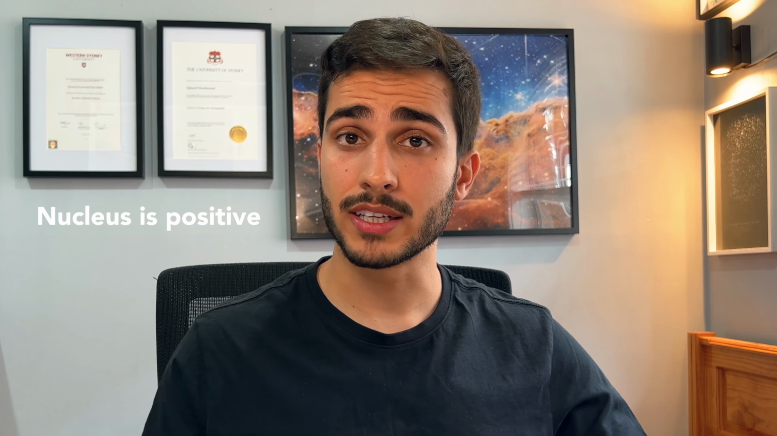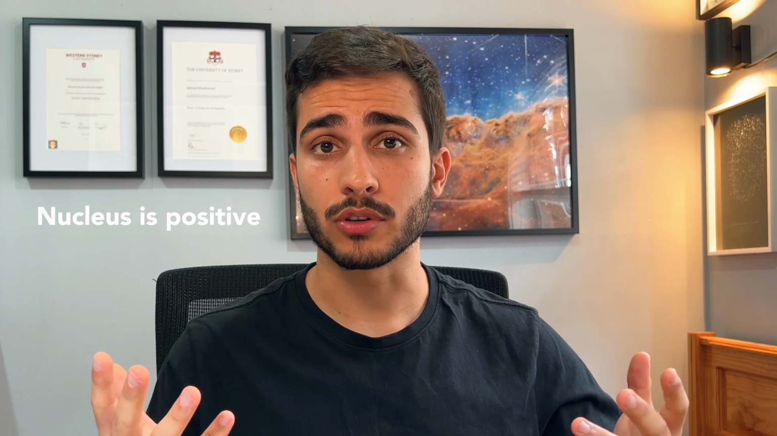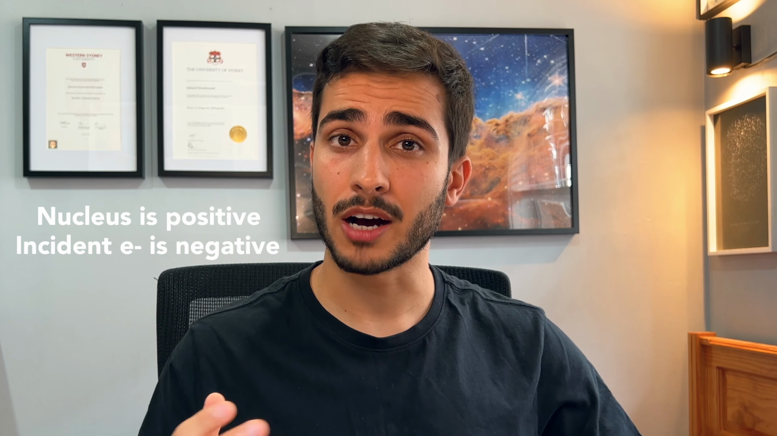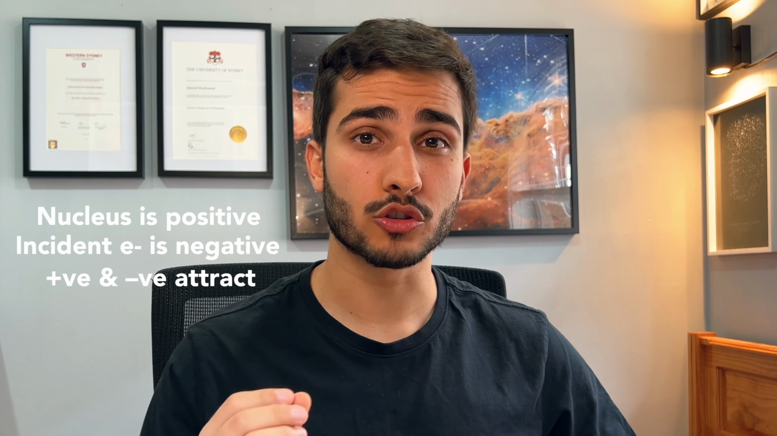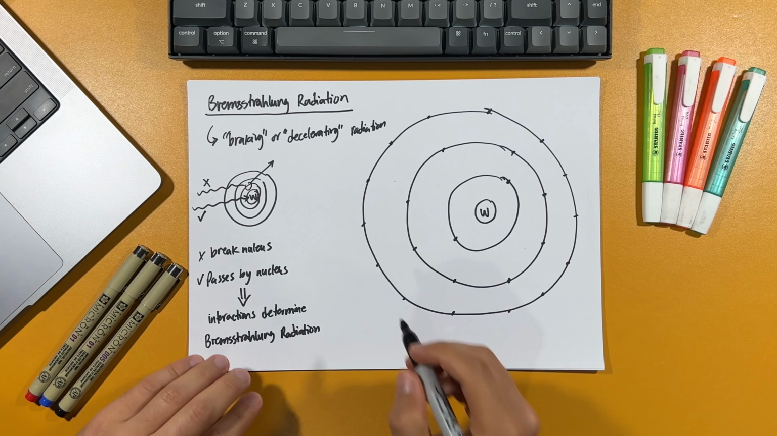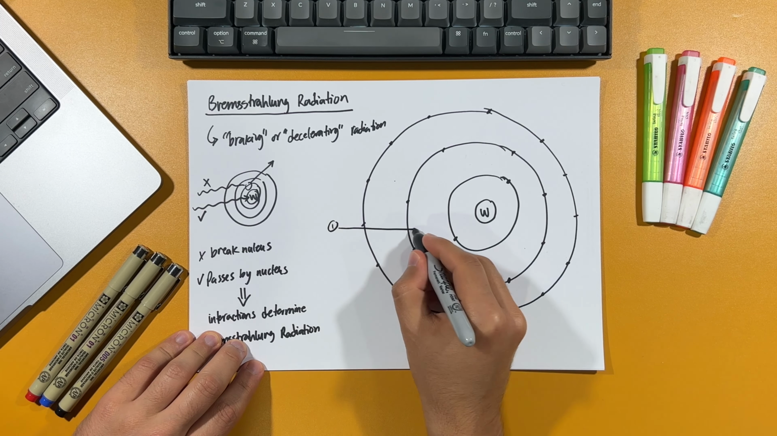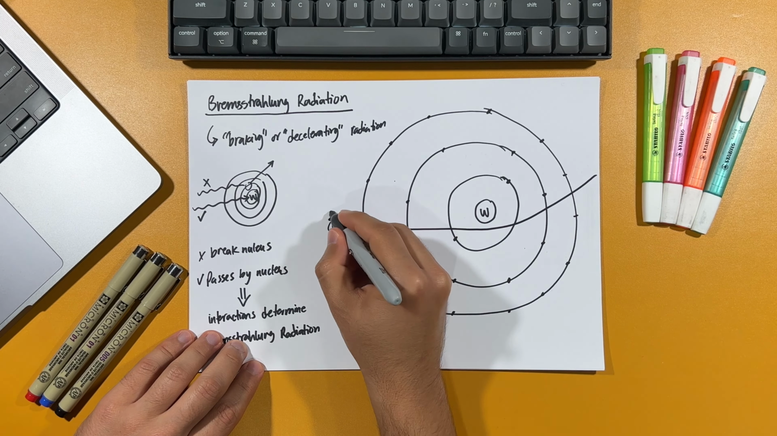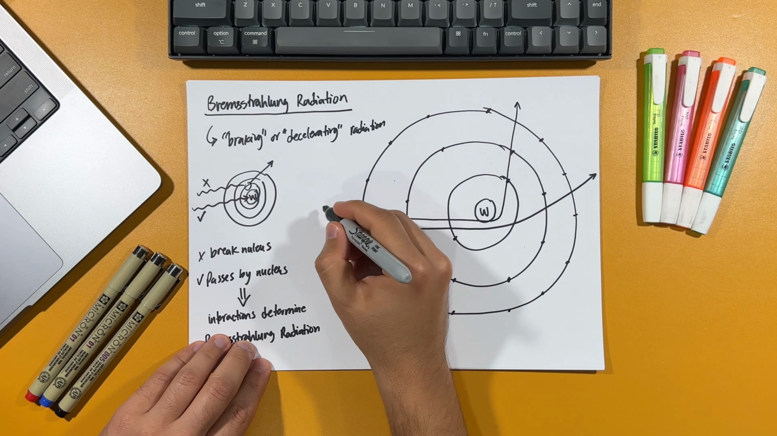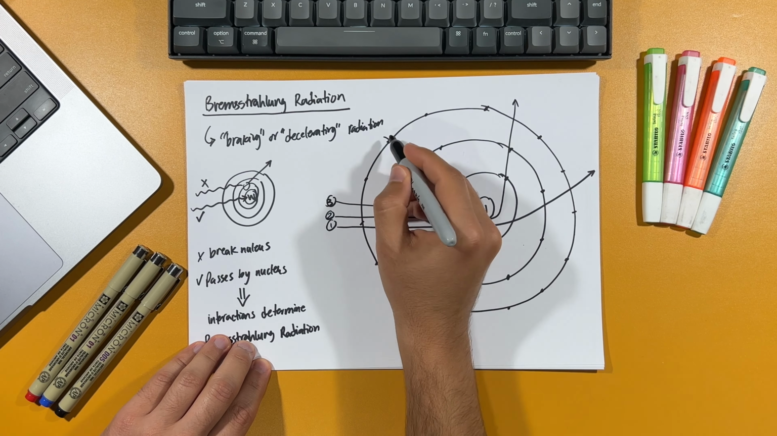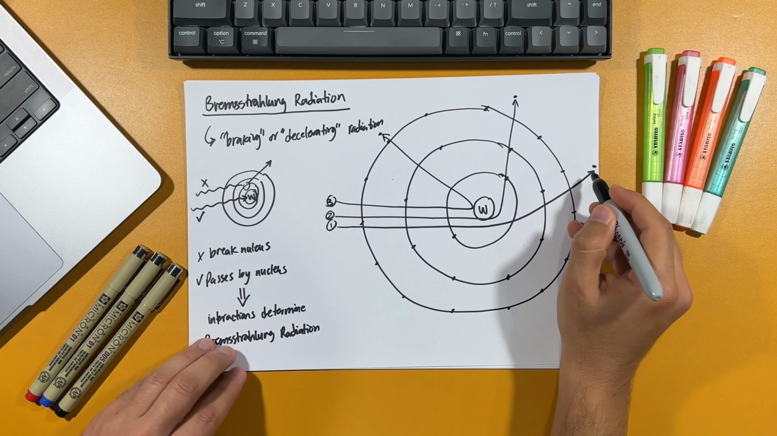Now we know that the nucleus is a positive force, it's packed full of protons, so when a negative incident electron comes and passes by the nucleus, the opposing charges cause a momentary attraction, which either causes a distant interaction, where the electron gets slightly deflected, there could be a close interaction, where the electron gets moderately deflected, say about 90 degrees, or the electron could impact the nucleus, in which it gets completely deflected back at an acute angle.